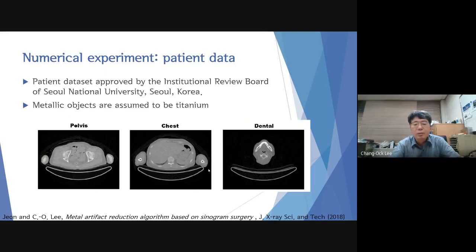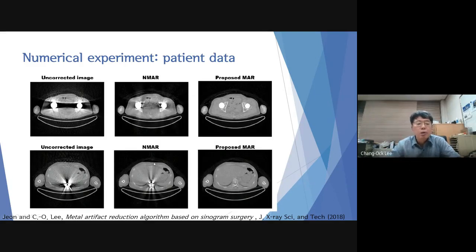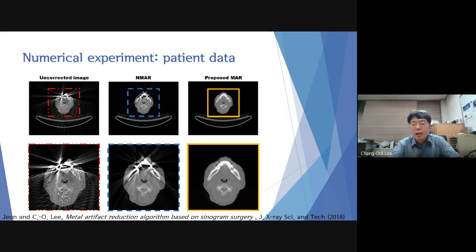And we had some patient data. This is a CT image of the whole body from one patient. This is the pelvis data, the chest data, and the dental data. We put some metals on this pelvis, and this is the NMAR result and our result. For the chest, we put some metals here, and this is the NMAR result and our result. If you look at this, our result gives a very good result. This is dental also.